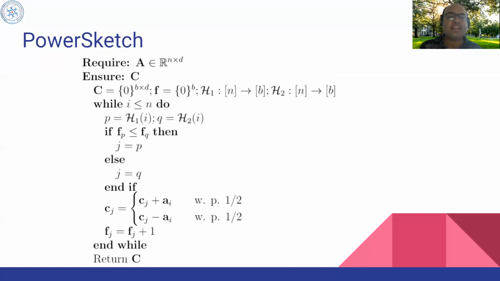Now what we do is that for every index i, we hash it using h1 and h2 and we get some scalars p and q. Now by looking at the values of f_p and f_q, we note which one is smaller and we keep this note in a variable j. Then we update the jth row of C by either adding or subtracting row i with equal probability. We also update the variable f_j by adding 1. Once we do this for all the n rows, we return the final matrix C.